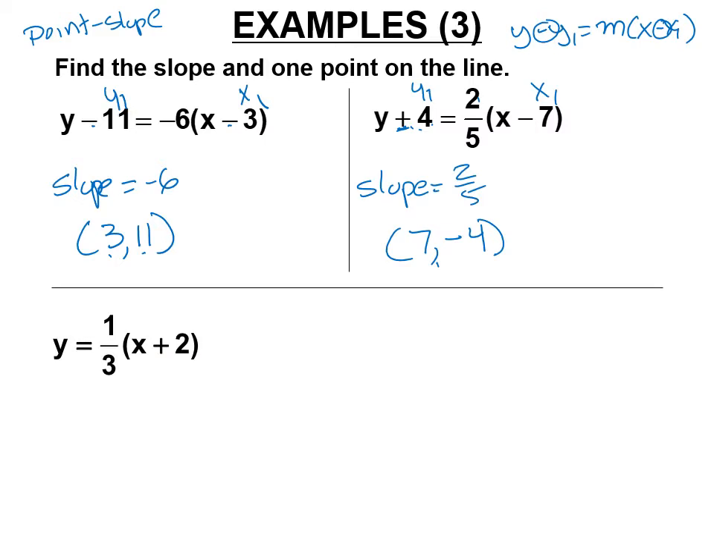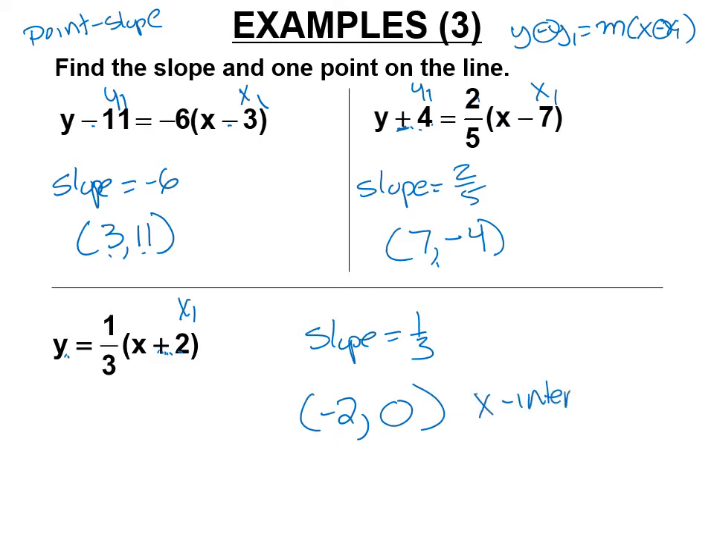One more time. Slope here is 1/3. And the point we know, well, that's a plus, right? So x sub 1 must have been -2. What must y sub 1 have been? Oh, it must have been 0, right? Because it's gone. So -2, 0. What? That's an x-intercept, not a y-intercept, right? Because it ends in a 0. If it ends in a 0, it's an x-intercept for the linear function.